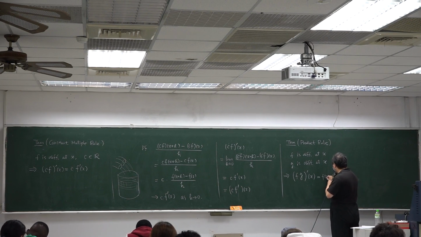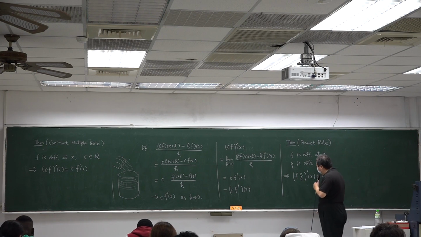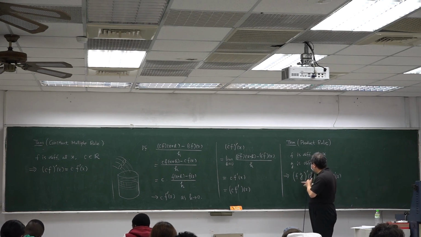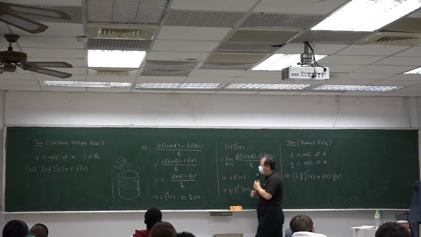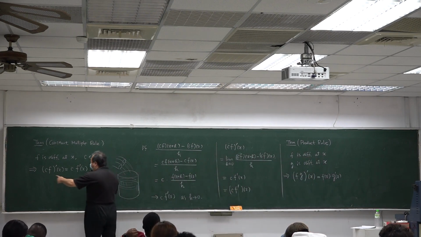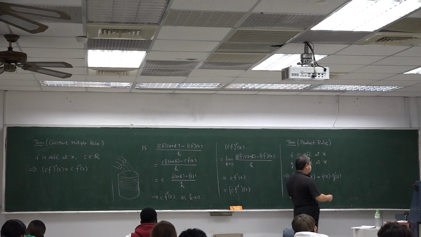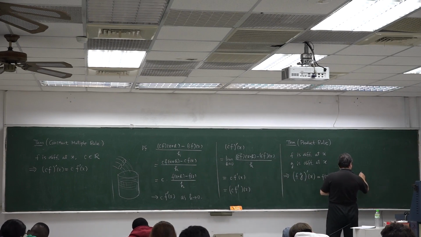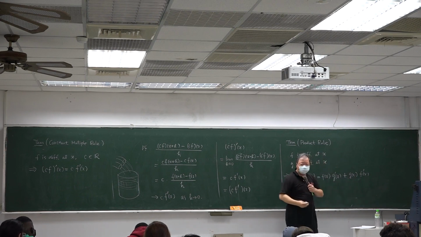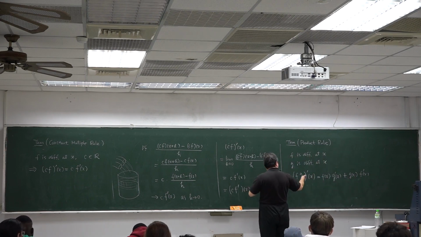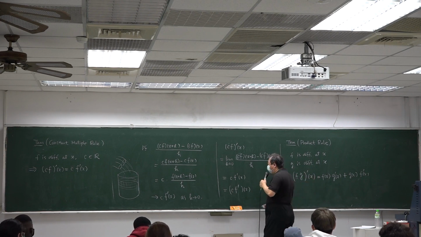Also, around x, g of x, differentiability implies continuity. This one is almost g of x. Suppose g of x equals c. And this one is c times f of x, whose rate of change is c times this one. Then finally, the rate of change is the sum of these two rates of change.